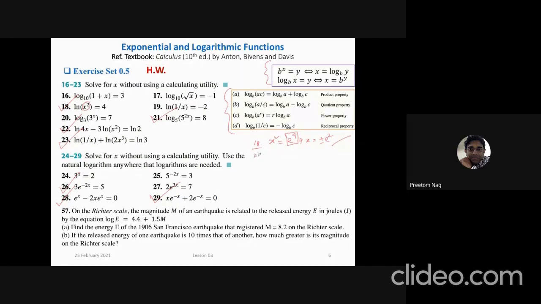নেক্সট 21, it's simple, right? এটা হচ্ছে 2x equals to 8, x equals to 4.